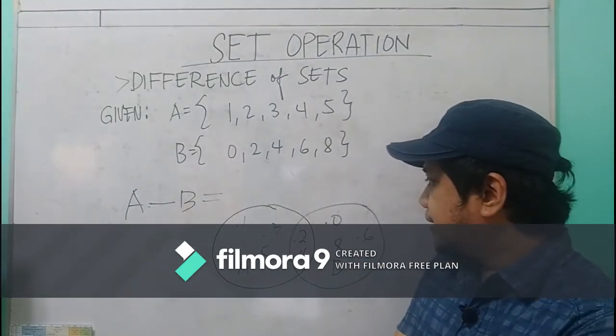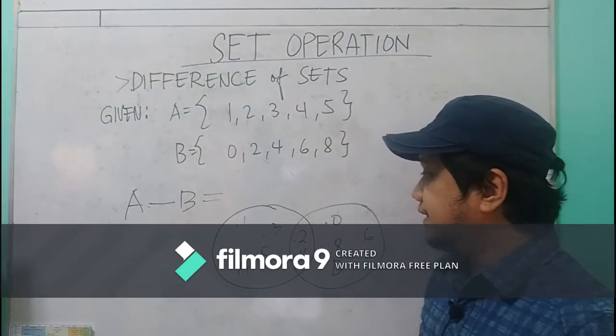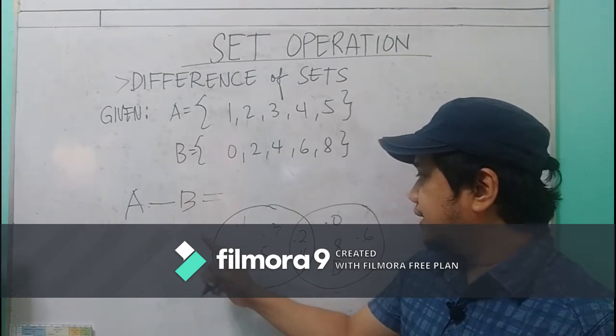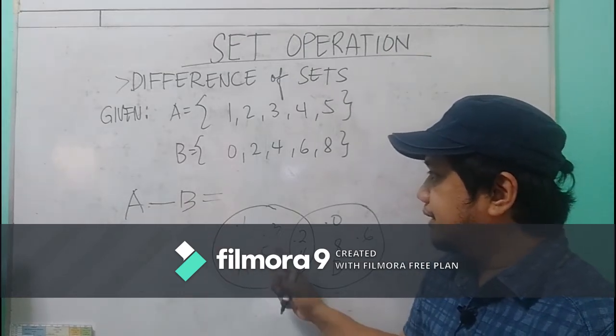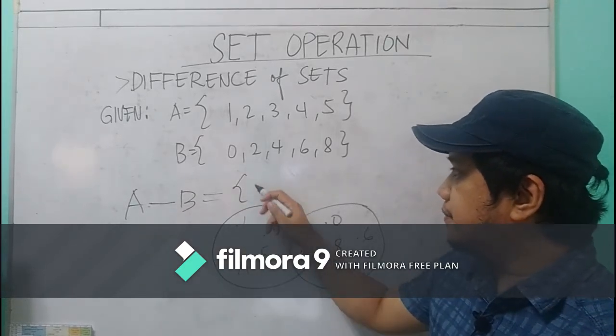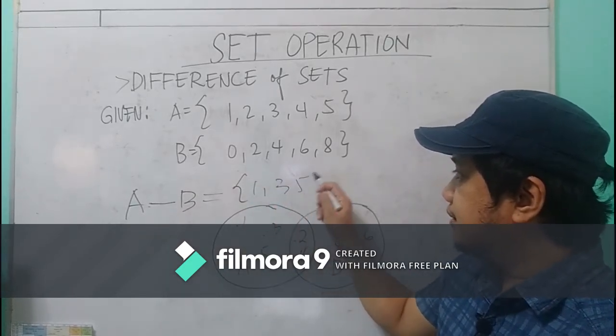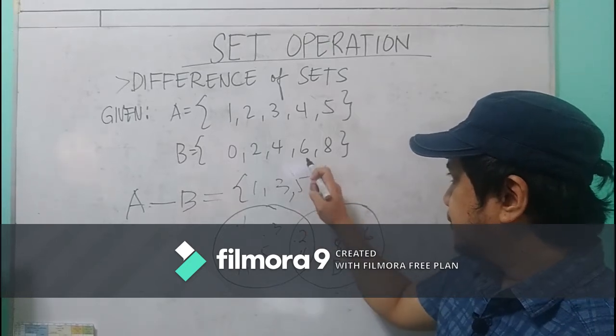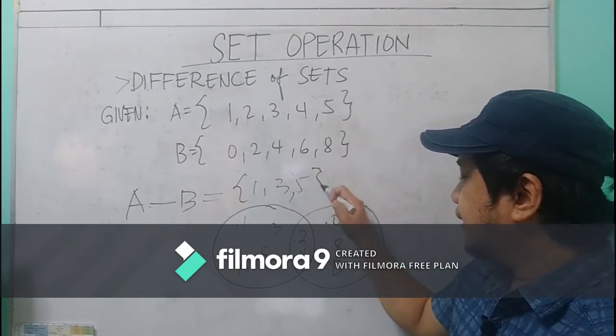So what are the elements of A that are not in B? Those are 1, 3, and 5. So the elements of the difference between A and B are 1, 3, and 5.